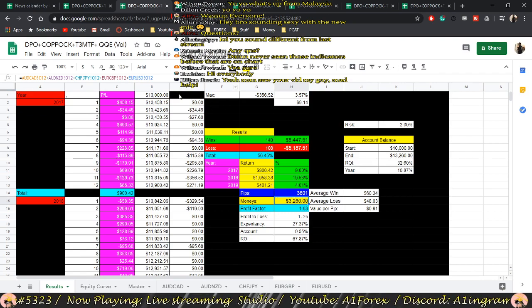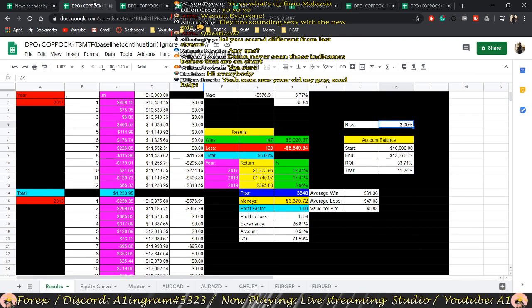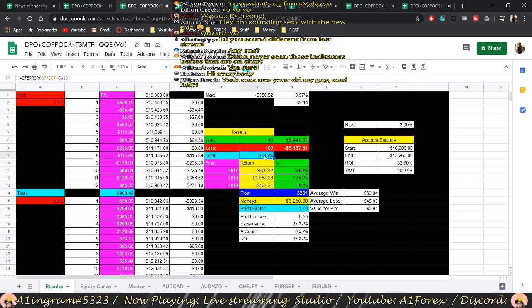Why do I like this? Why did I do so much testing afterwards? Because it's a 3.57% drawdown. My drawdown lowered more than my ROI, and that's something I really liked. Another thing is my win rate went up, and it's a whole bunch of other good things.